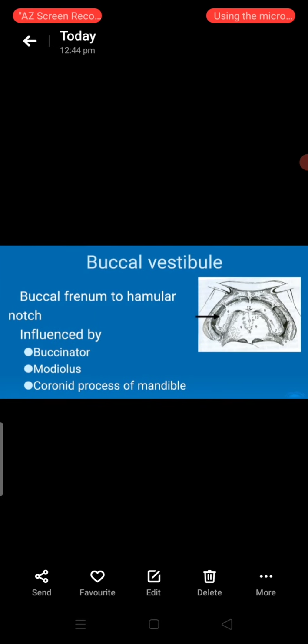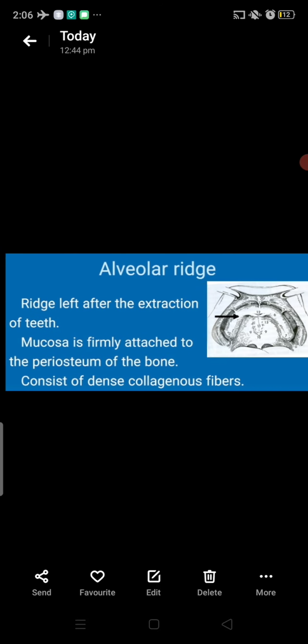Now come to the buccal vestibule. Buccal vestibule is the area from the buccal frenum to the hamular notch, which is the posterior limiting area of the complete maxillary denture. Buccal vestibule is influenced by three structures: buccinator muscle, modiolus, and coronoid process of the mandible. The flange of the complete denture which comes in the buccal vestibule is known as the buccal flange.